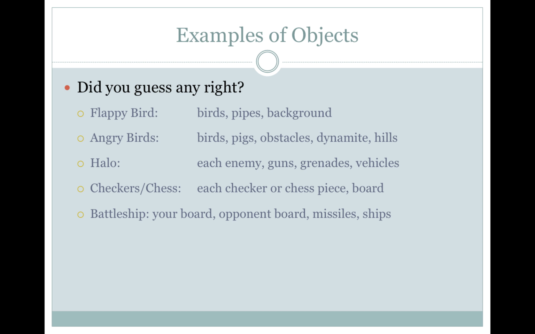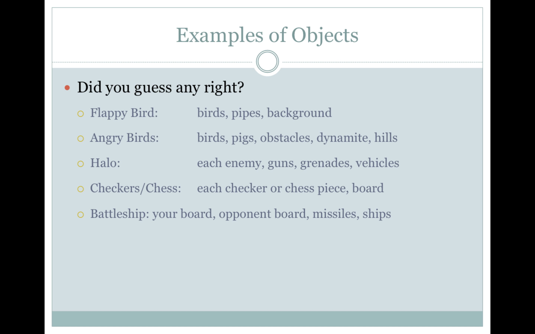In Angry Birds, you have birds, pigs, obstacles, dynamite, hills. So the obstacles would be like the wood, the steel, the ice, that kind of thing. In Halo, each enemy is an object, each gun is an object, grenades are all objects, vehicles are objects, and they're all very different types, right?